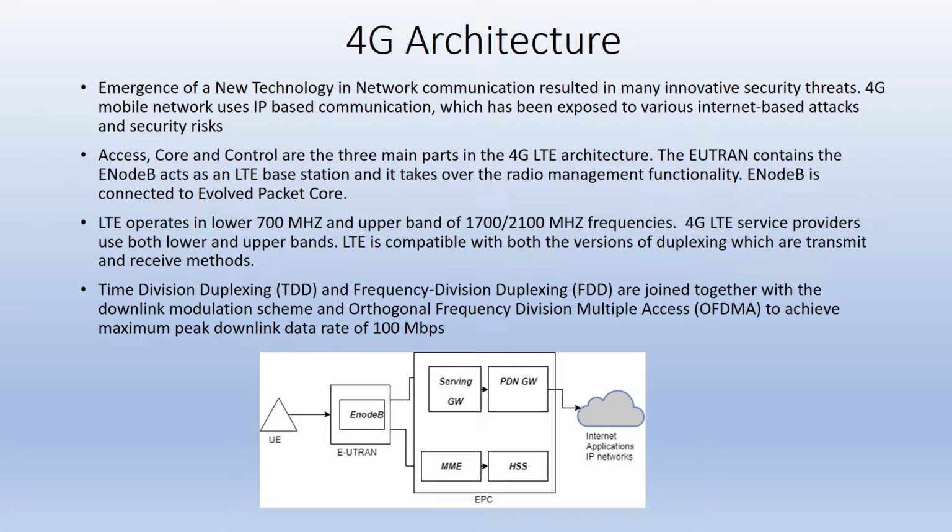So LTE operates in the lower 700 megahertz and upper bands of 1700 or 2100 megahertz frequencies. 4G LTE service providers use both lower and upper bands. LTE is compatible with both versions of duplexing, which are transmit and receive methods. So time division duplexing and frequency division duplexing are joined together with the downlink modulation scheme and orthogonal frequency division multiple access to achieve a maximum peak downlink data rate of 100 Mbps.